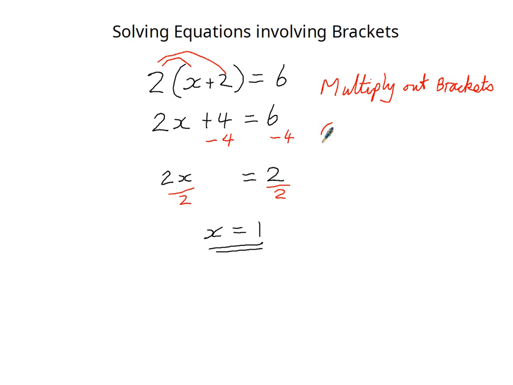Then we collected our terms. Now collecting terms is just a fancy way of saying put all the letters on one side and the numbers on the other side. That's all we've done there. We've ended up with our 2x's on the left and our numbers on the right. Then we divide in this case to find how many is 1x.